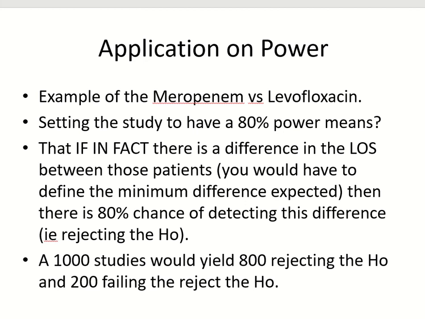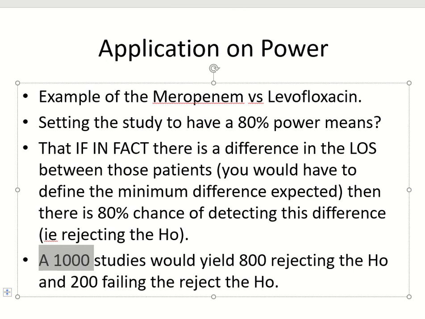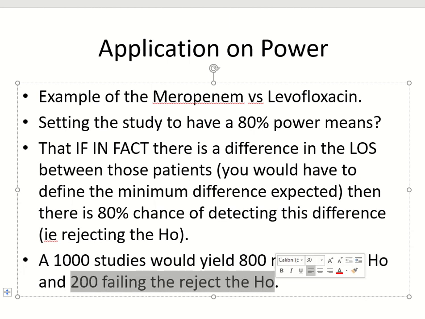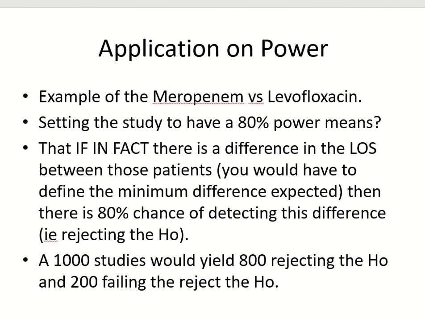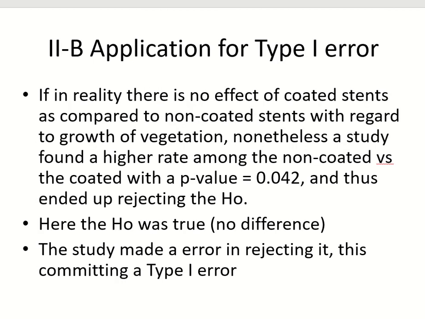So again, with the example, take 1,000 studies studying that same question, independently from one another. What's going to happen is that 800 of these 1,000, which is 80%, will finish by rejecting the null hypothesis and therefore declaring that there is a difference, whereas 200 will fail to reject the null hypothesis and thus reach a type 2 error, an error of failing to find a difference.